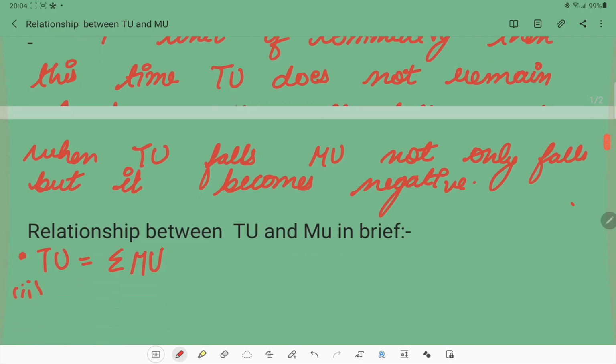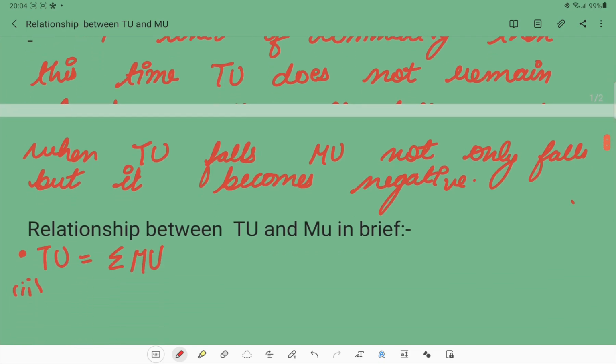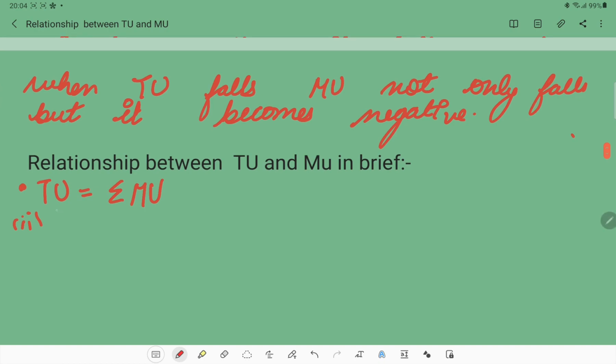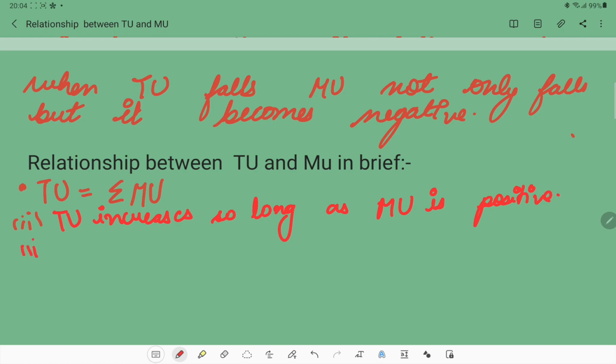Okay, so this is the relationship between total utility and marginal utility. In brief, it can be explained like this. First thing is that TU equals the sum of MU. Second thing is that TU increases so long as MU is positive. It means TU will only increase at a diminishing rate when MU is positive.